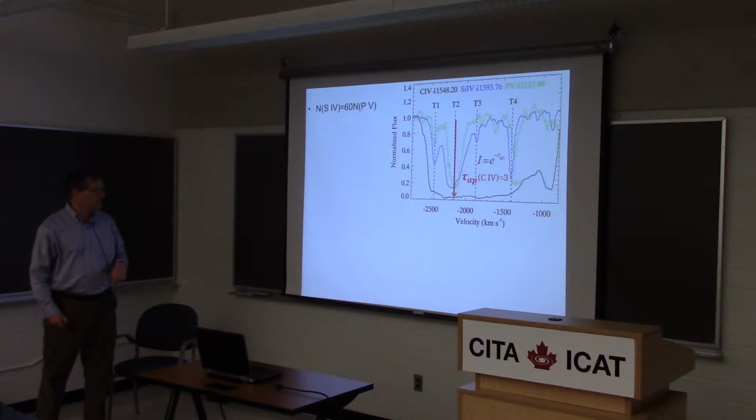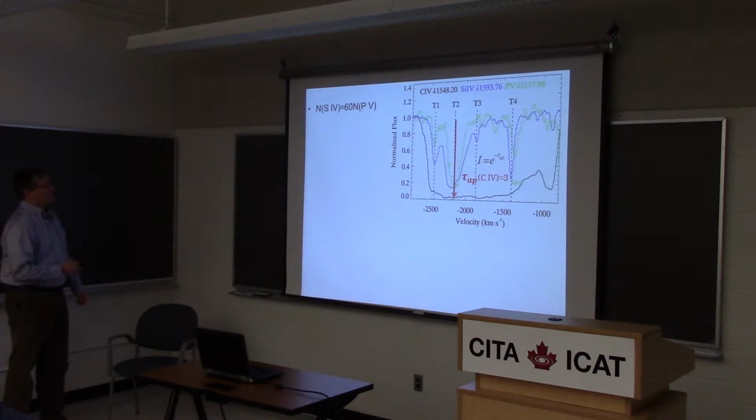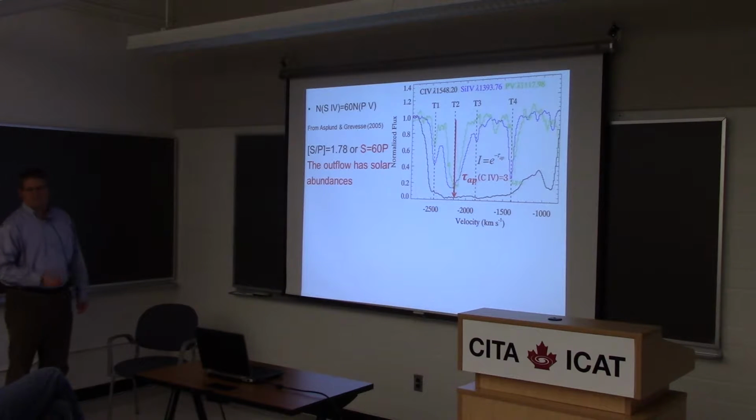And here I'm going to show you the smoking gun right now. In this outflow, we were able to show that the column density of sulfur-4 equals 60 times the column density of phosphorus-5. Okay? Why is this important? Because both these are also tracking each other in ionization quite well. And basically what that says is the ratio of 60 between sulfur-4 and phosphorus-5 equals exactly the protosolar ratio of the elements. If you look at Asplund and Grevesse, for example, sulfur in the universe is 60 times more abundant than phosphorus.